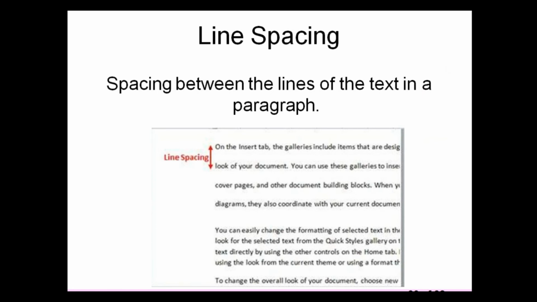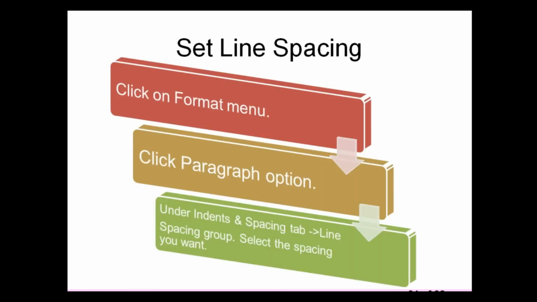Next is line spacing. Spacing between the lines of the text in a paragraph is known as line spacing. Here is an example of line spacing. Okay. As you can see, in one paragraph there is more line spacing than the other paragraph. Okay. Next is how to set line spacing. First, you have to click on the Format menu from the menu toolbar. After that, you have to click on the Paragraph option. After that, under the Indents and Spacing tab, you will get the Line Spacing group. Select the spacing you want.